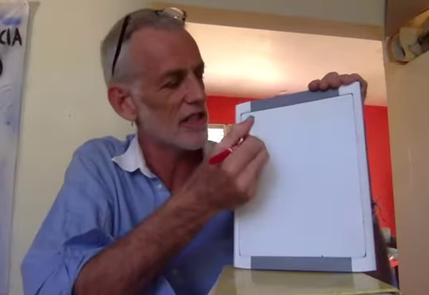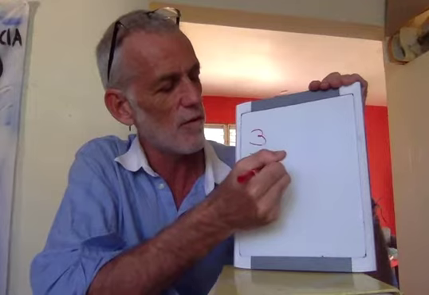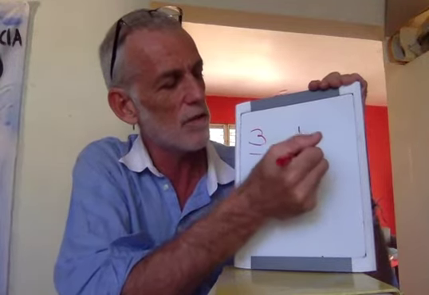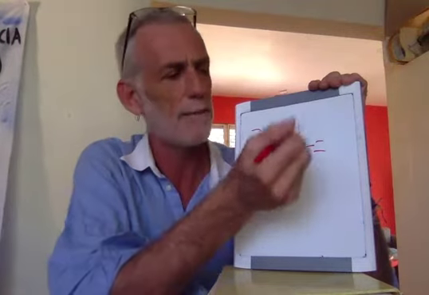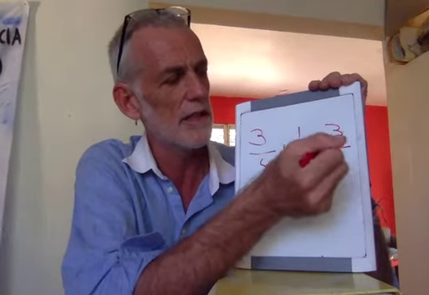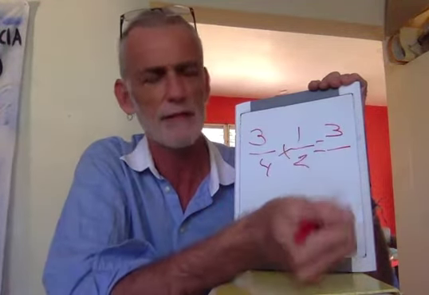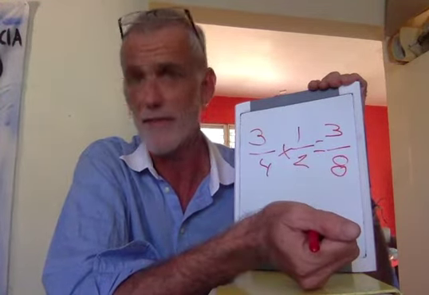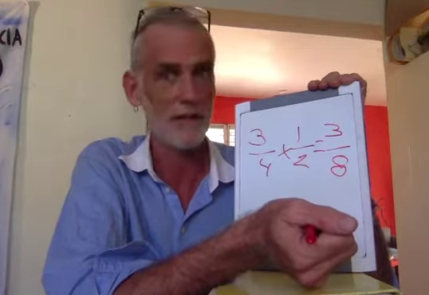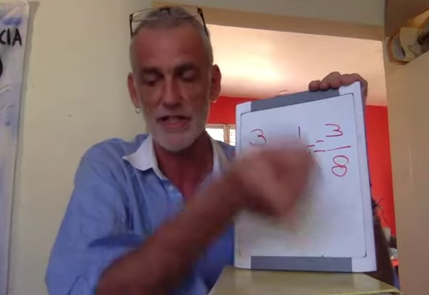Multiplying fractions, 3/4 times 1/2. Multiply the top. 3 times 1 is 3. Multiply the bottom. 4 times 2 is 8. Do you have to simplify? Nope. You're done. That's all multiplying fractions is.